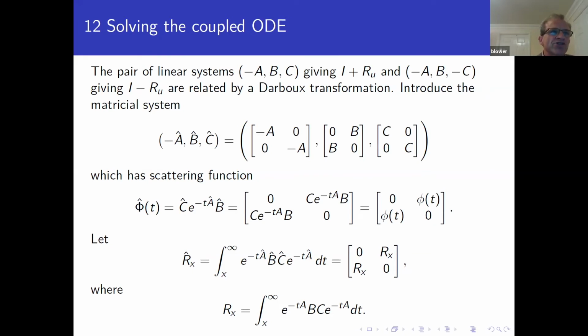Then we construct the corresponding scattering function, which is a matrix valued function by the usual prescription. So it's C hat, A hat, and B hat. And we end up with the previous scattering functions on the cross diagonal. And likewise, when I form the R hat expression, it is given by taking the previous R, but again, this is on the cross diagonal.